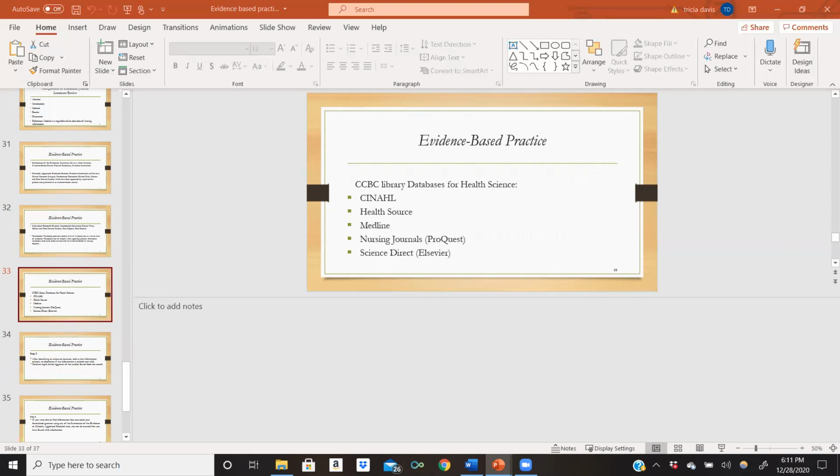All right, so more of those reputable websites or areas on the web that we talked about. You have the CCBC Library Database for Health Science. CINAHL is a reputable resource. Health Source, Medline. If you want to look at nursing journals, you can look through ProQuest, and then you have Science Direct, Elsevier.